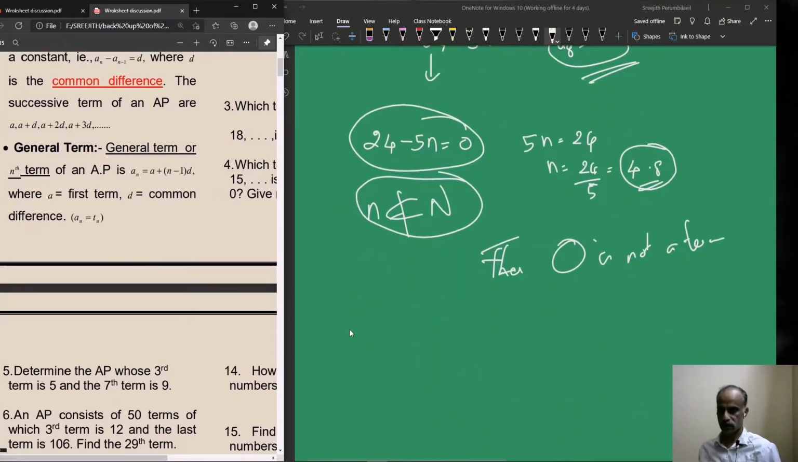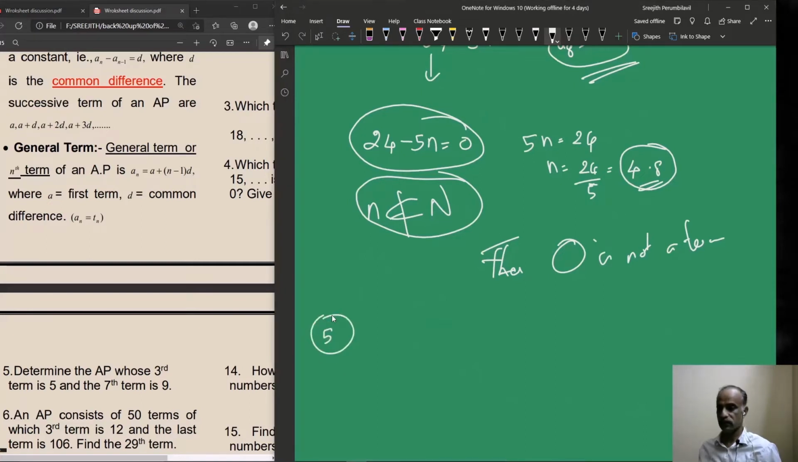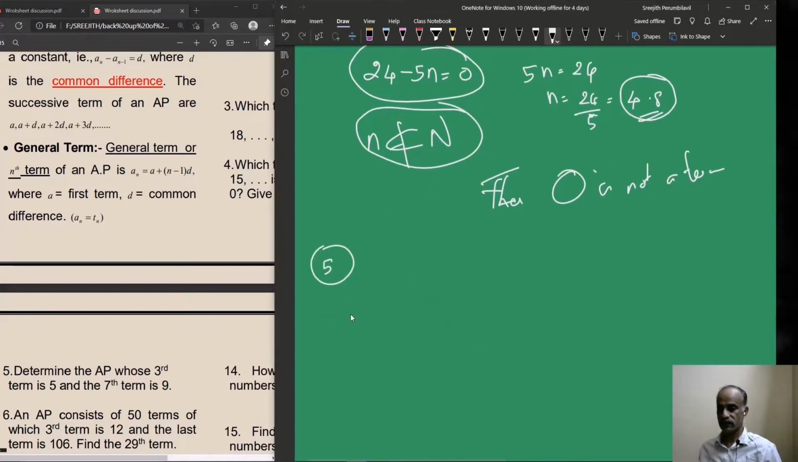Next question number 5. Determine the AP whose third term a3 is equal to 5 and a7 is equal to 9. Most of the questions in AP, it's just a general trend in AP, that you will come across such questions. Find the AP. In order to find the AP, an AP is built on two things. One is the first term and the other is the common difference.